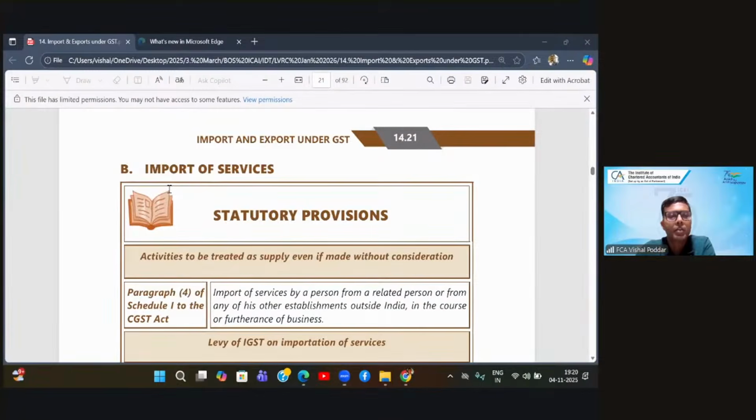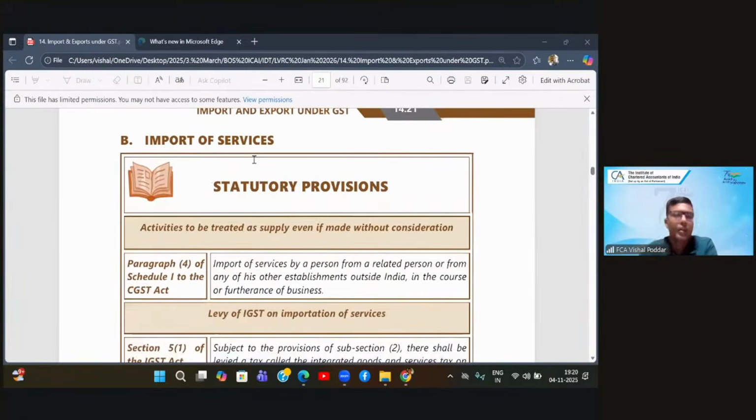Now we proceed further to the next part. Till now we were emphasizing more on the goods aspect. Now we come to the service aspect. Interestingly, when we talk about import of service, you have to first check section 7 of the CGST Act, which defines supply. In section 7, import of service gets covered in all the three clauses 7(1)(a), 7(1)(b), 7(1)(c).